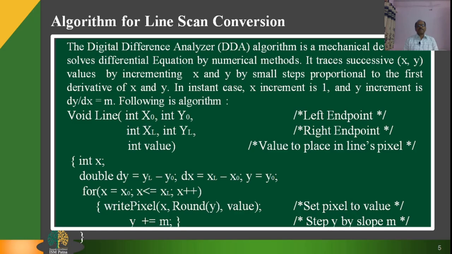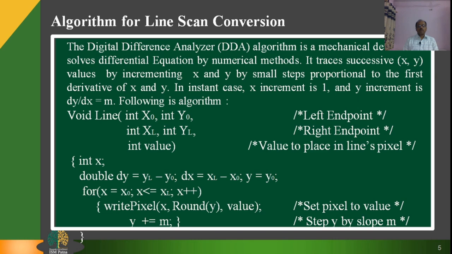The DDA, digital differential analyzer algorithm, is a mechanical device that solves differential equations by numerical methods. It traces successive x, y values by simultaneously incrementing x and y by small steps proportional to the first derivatives of x and y. In this case, the x increment is 1 and the y increment is dy by dx, which is termed as m. This is the algorithm. Using this algorithm, we will draw the line.